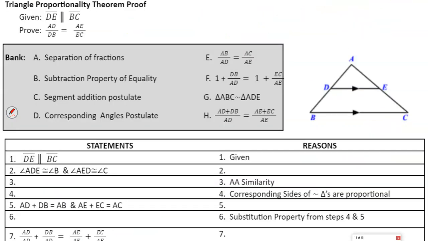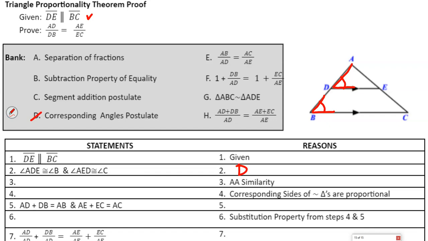Okay, so this last one is the triangle proportionality theorem. We're going to work through this. DE is congruent to BC. That was given. And yeah, we got that. Then it tells us angle ADE is congruent with angle B. Yep, those angles are congruent. Why? Because they're corresponding angles, right? So that's going to be D, corresponding angles.